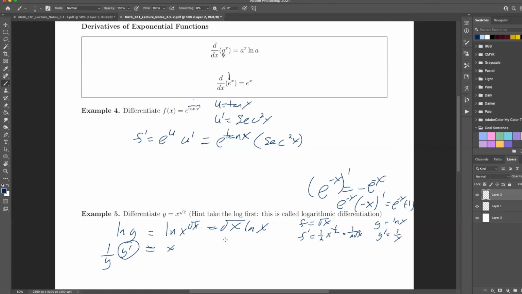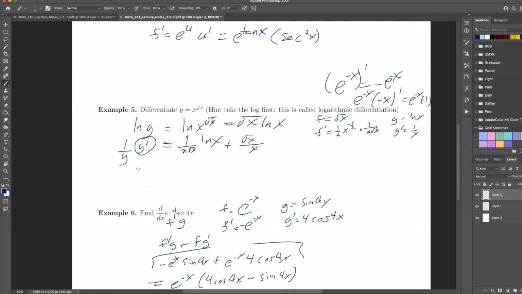And so when I differentiate this, it'll be f prime. So here, let me write that clearly. F prime, which would be 1 over 2 square root x times ln of x, plus square root x over x. So square root x over x.